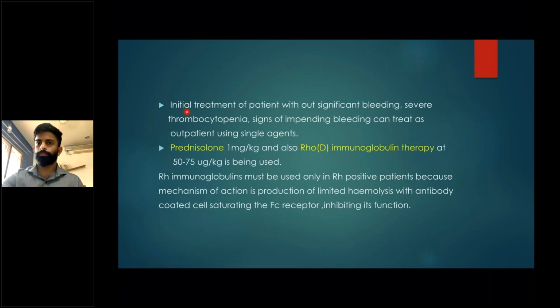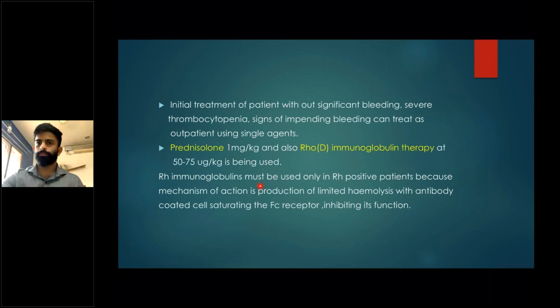The first is initial treatment of a patient without significant bleeding, severe thrombocytopenia, or signs of impending bleeding, who can be treated as an outpatient using single agents. The most common one is prednisolone. It's a steroid that can be used for immunosuppression, at 1 mg per kg. So if a patient weighs around 60 kg, you start with 60 mg. Also there is immunoglobulin therapy. Anti-D immunoglobulin therapy at 50 to 75 mcg per kg is being used.